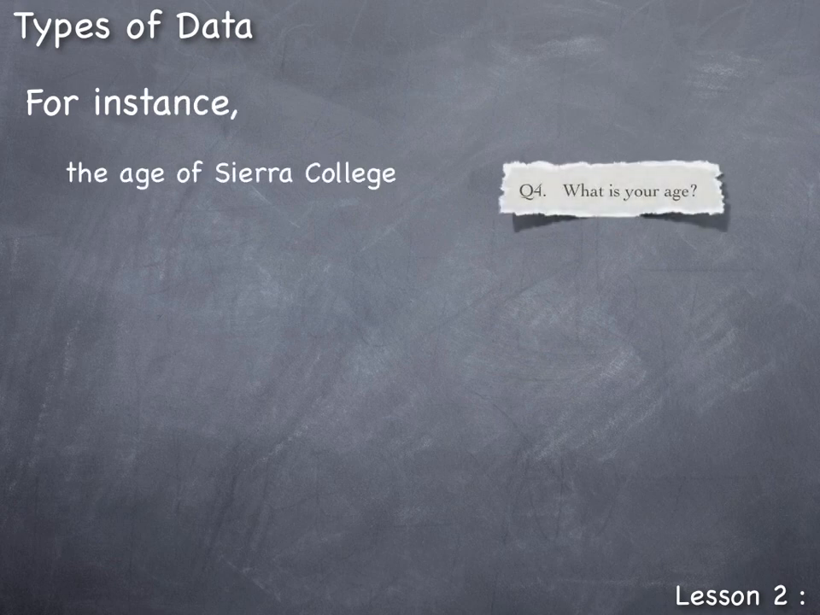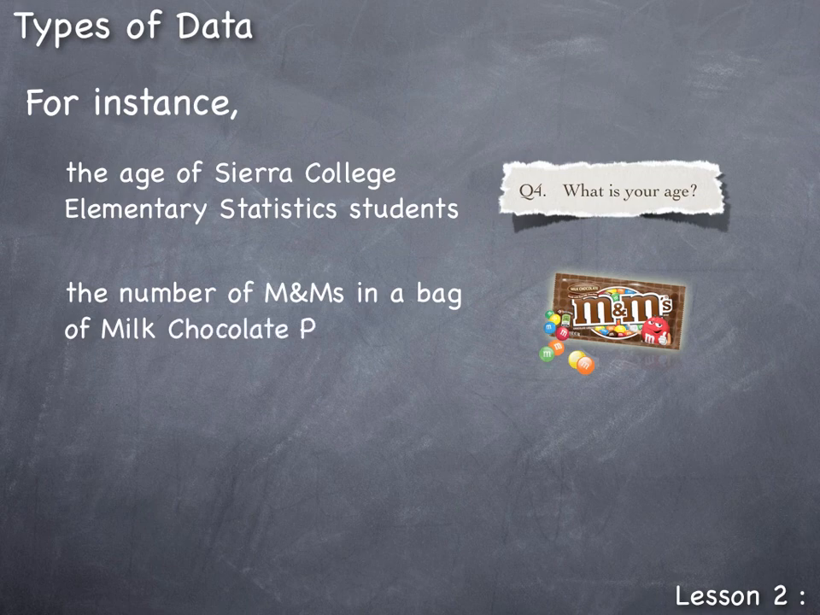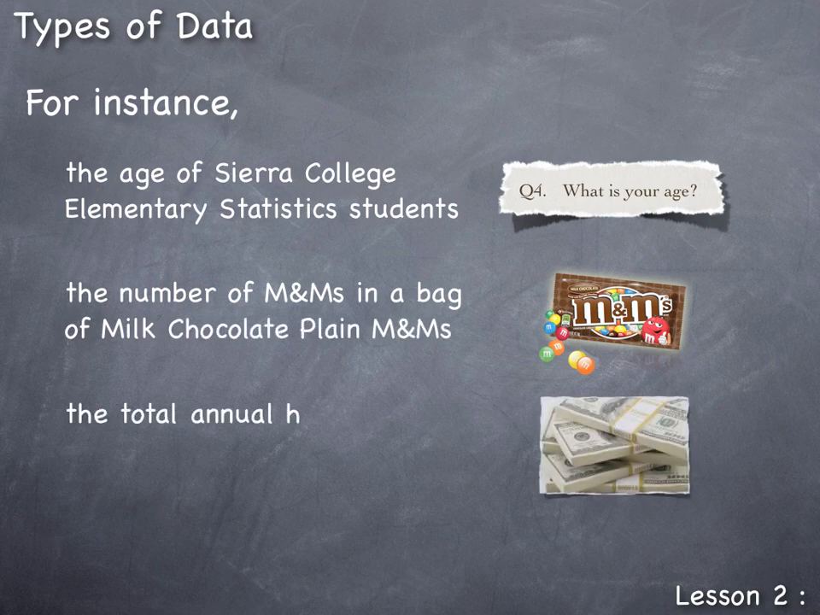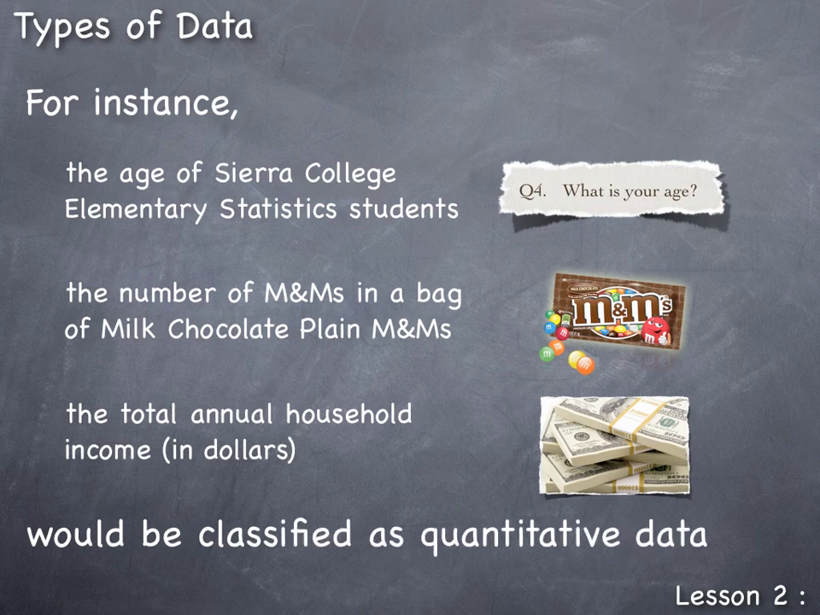For instance, the age of Sierra College elementary statistics students, the number of M&Ms in a bag of milk chocolate plain M&Ms, and the total annual household income in dollars would all be classified as quantitative data. Because each of these values, age, number of M&Ms in a bag, and total annual household income, are all quantitative, numerical in nature.